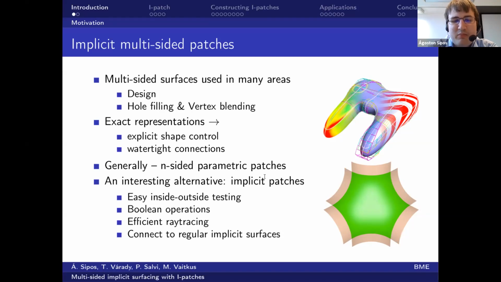There are several papers about such parametric patches, but the use of implicit forms is less well developed. Implicit surfaces have several advantages, for example, with point classification, Boolean operations, and ray tracing. Implicit multi-sided patches also naturally connect to regular implicit surfaces, such as planes and cylinders and other surfaces.